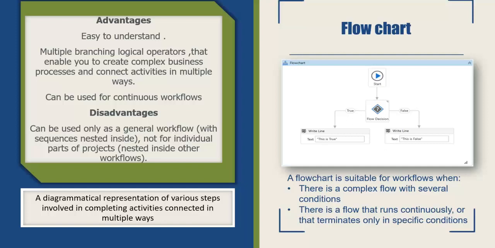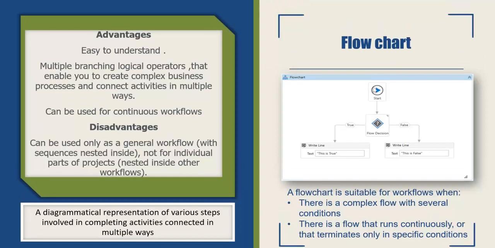If you look at the diagrammatic representation here, you can see there are different branches. If the flow condition decision is true, it will move to one branch. If it is false, it is moving to a different branch. So this is a suitable condition when we are using a flowchart, and also when there is a flow that runs continuously or terminates on a specific condition.